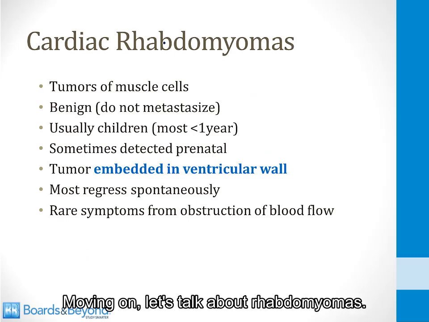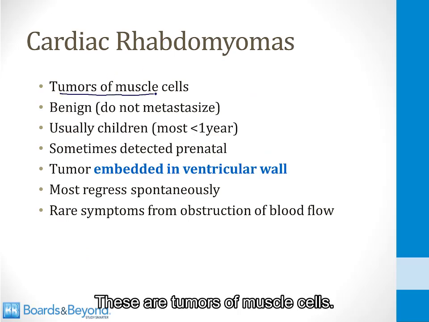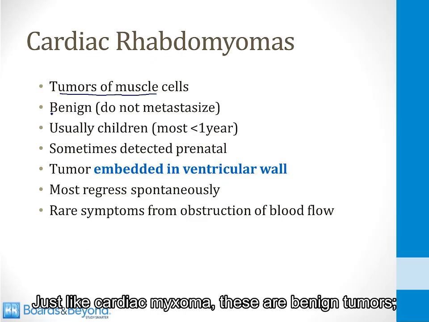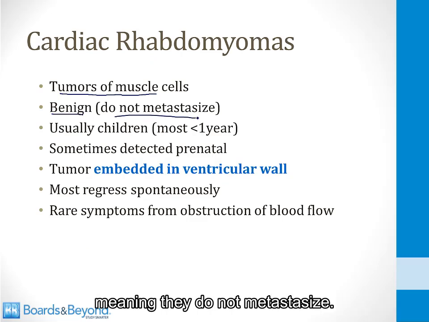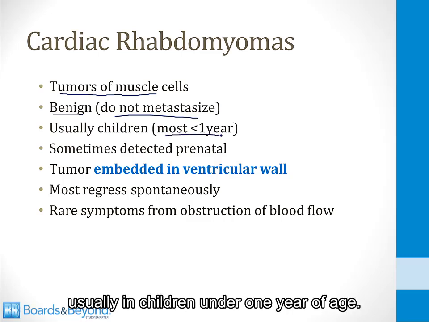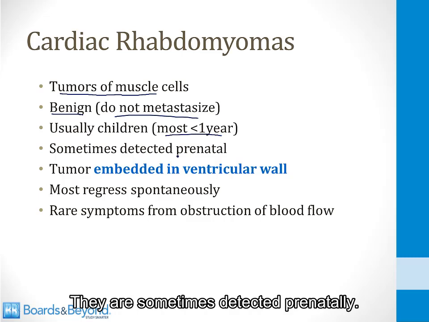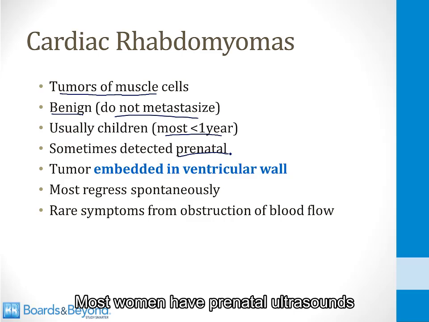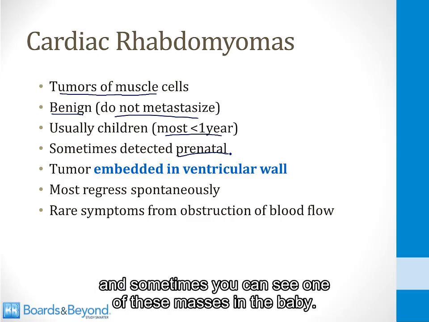Moving on, let's talk about rhabdomyomas. These are tumors of muscle cells. Just like cardiac myxomas, these are benign tumors, meaning they do not metastasize. They usually occur in children, usually in children under 1 year of age. They are sometimes detected prenatally. Most women have prenatal ultrasounds, and you can see the heart of the fetus, and sometimes you can see one of these masses in the baby.